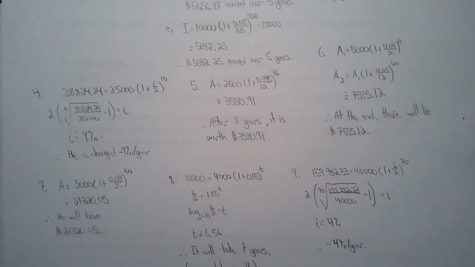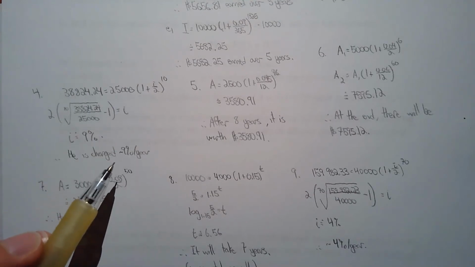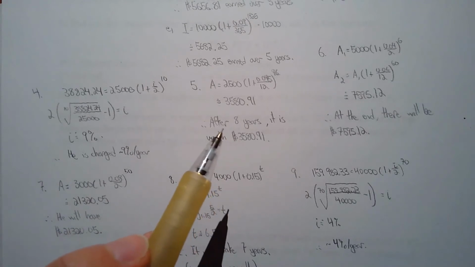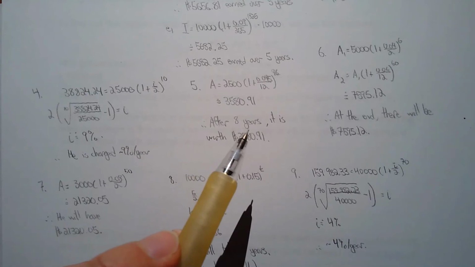For question 4, you're just solving for the interest rate. So we're looking at about 9% per year. Just rearrange the formula and isolate for I. For question 5, you're just finding the amount after 8 years. This is compounded monthly. So that's why there are 96 compounding periods.